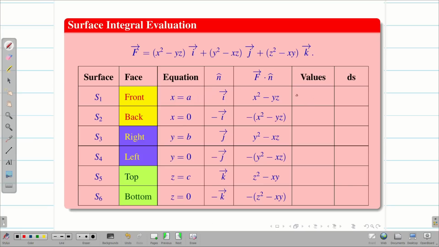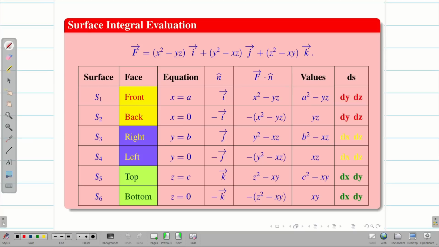Next, values. So substitute the equation in the corresponding f vector dot n cap. Here x value is a, so we'll be getting a square minus yz. For the second one, x is 0, so minus of minus, it is going to be plus yz. Here b square minus xz. Here y is 0. We have minus xz, minus into minus plus xz. Similarly, c square minus xy. The last term is xy. Done. For the surfaces x, we have the limits y and z. So dy dz or dz dy. You can fill in your own way because all my limits are constant. Next, for the y surface, we have to write dx dz. For z, we have to write dx dy.